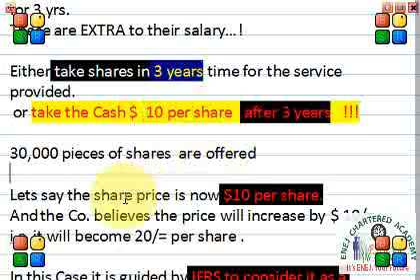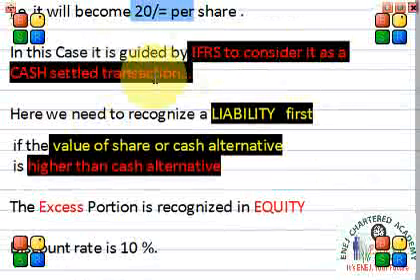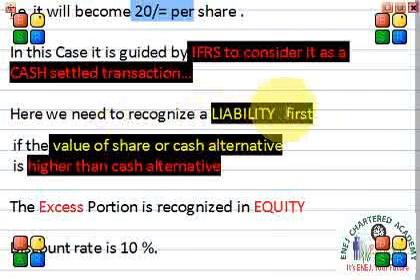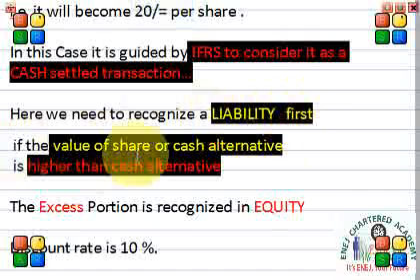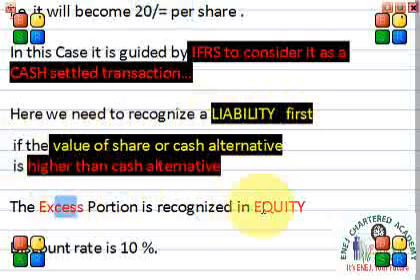Done. So let's say the share price is now 10 per share and the company believes the price will increase by 10. That is, the price will become 20 per share in the near future. In this case, it is guided by IFRS 2 to consider it as a cash settled transaction. Here we need to recognize a liability first. If the value of share or cash alternative is higher than the cash alternative, then the excess portion is recognized in equity.